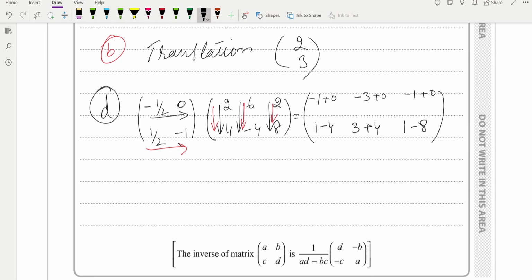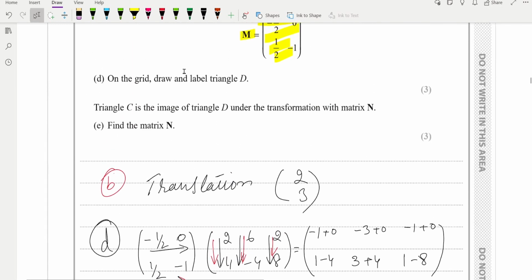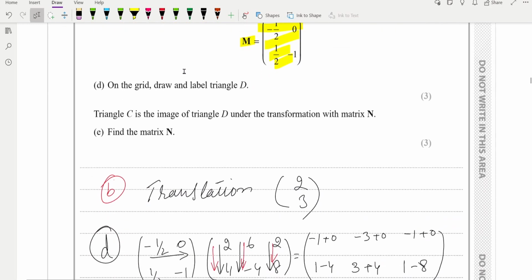Now this is the matrix. We just have to simplify: minus 1, minus 3 and minus 1, and this will be minus 1 minus 4 will be minus 3, 3 plus 4 will be 7, and 1 minus 8 will be minus 7. This will be the matrix which we were supposed to find in D part. They are saying on the grid draw and label the diagram D. This is what we have to draw and label.